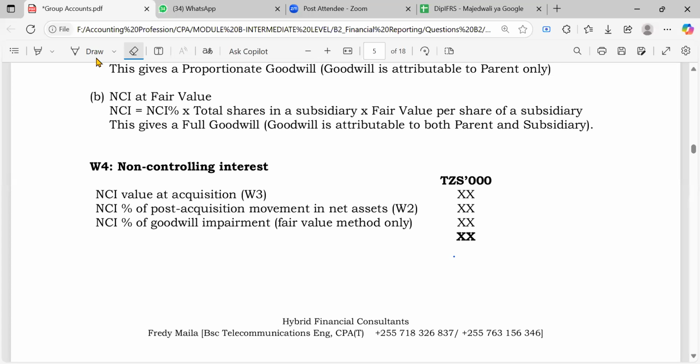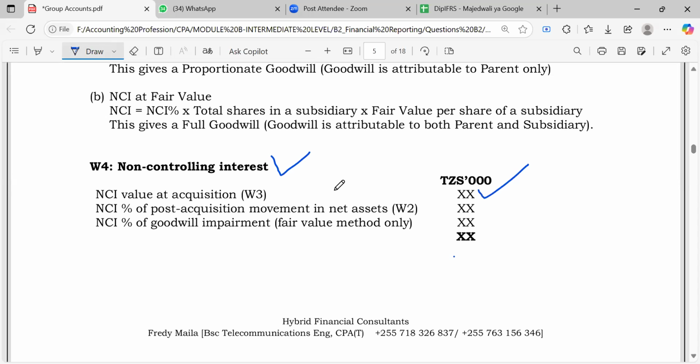Okay, so now we need to get the non-controlling interest. It has reached a time that we have to break down the equity into our two components, the non-controlling interest and the parent interest. That is the aim. The working for non-controlling interest is usually like this. First of all, you would have the NCI at acquisition. Remember, you would have computed goodwill, and in goodwill you have NCI. So we take it here as NCI at acquisition.